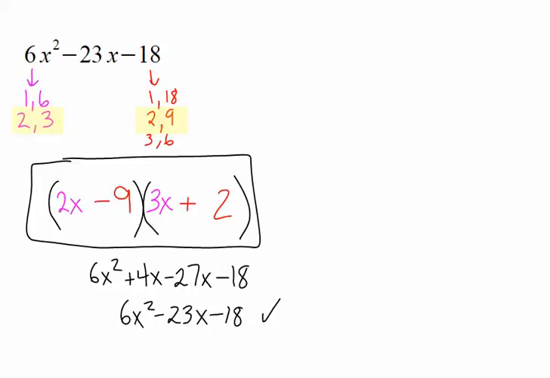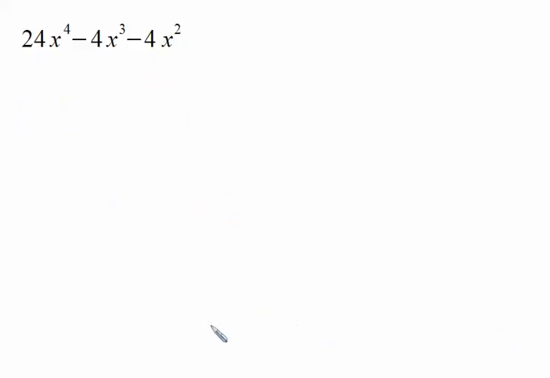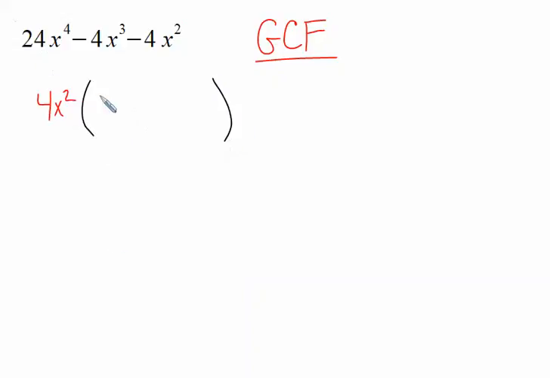Our third and final problem in this tutorial is now on the screen. And it reminds us that the very first thing we should always do is look for the greatest common factor. In this problem, it's a 4x squared. Everything in that expression can be divided by 4x squared. We'll have 6x squared minus x minus 1. And now we're going to look into factoring what's in the parentheses.